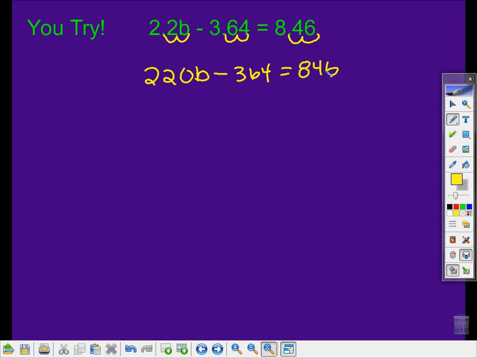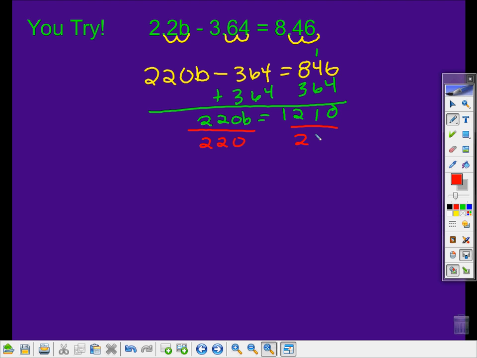846. Okay, what am I going to have to do now? Undo addition and subtraction. This time we have to undo subtraction, so we have to add 364 to both sides. And when we do that, we get 1210 equals 220b. So then we have to divide by what? 220. Yep, divide by 220.